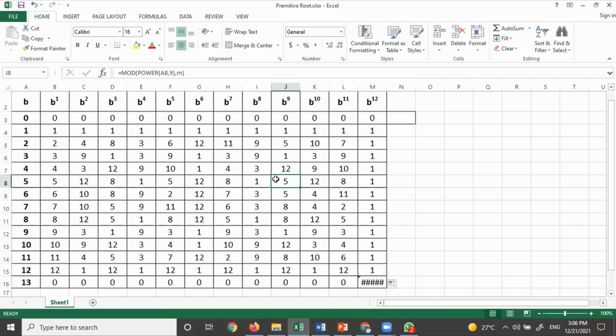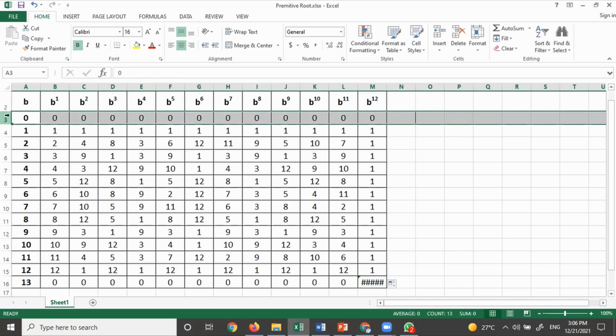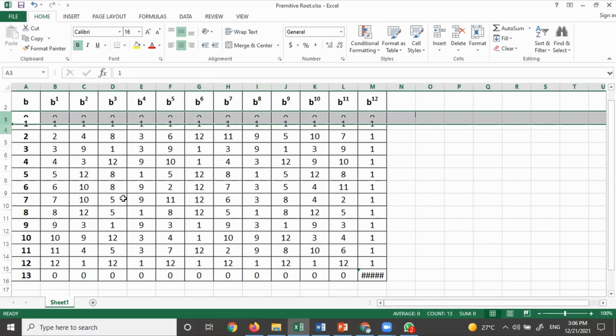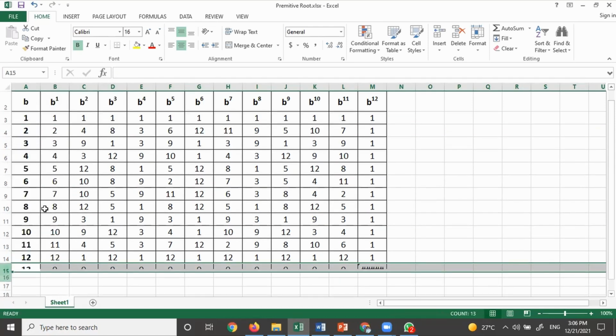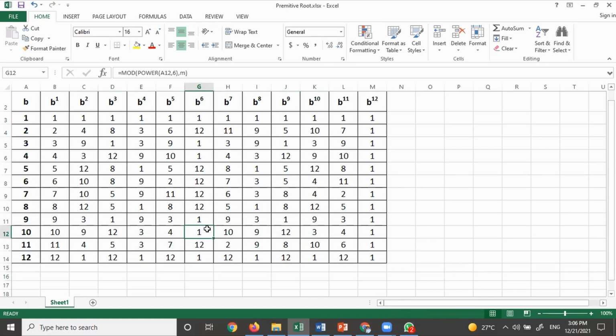Okay, is it correct now? Two, 3, 4, 5, 6, 7, 8, 9, 10, 11, 12. Right. Okay. So let us forget this row and this row. Okay.